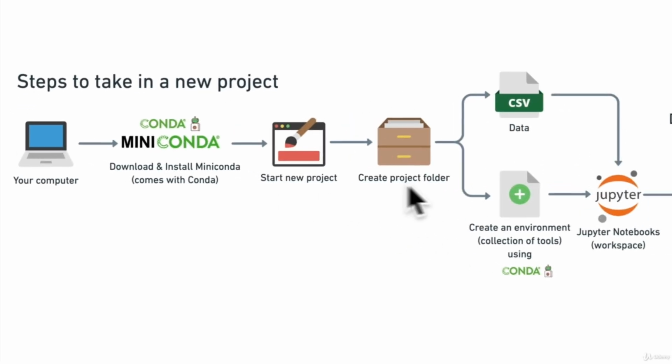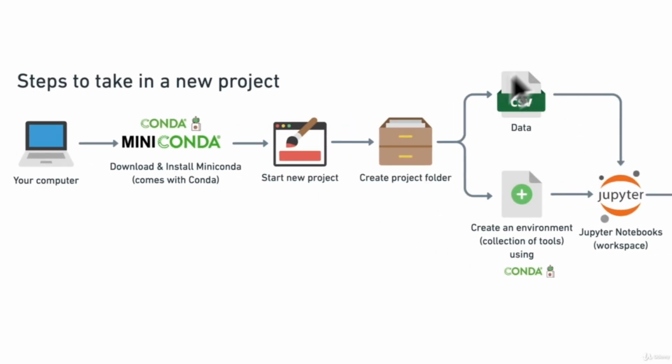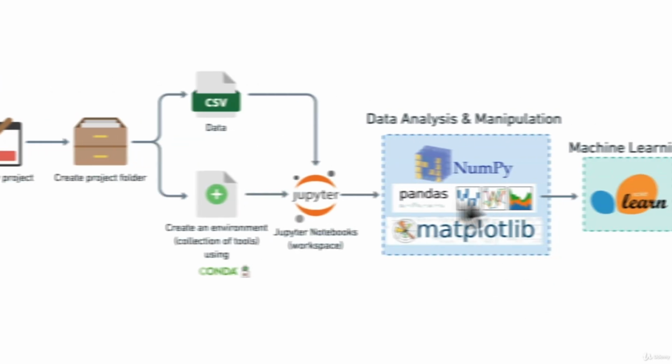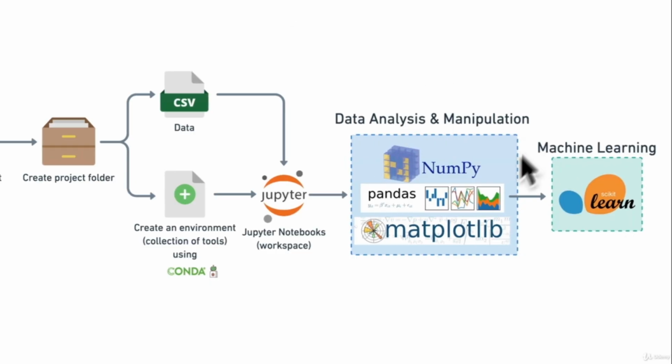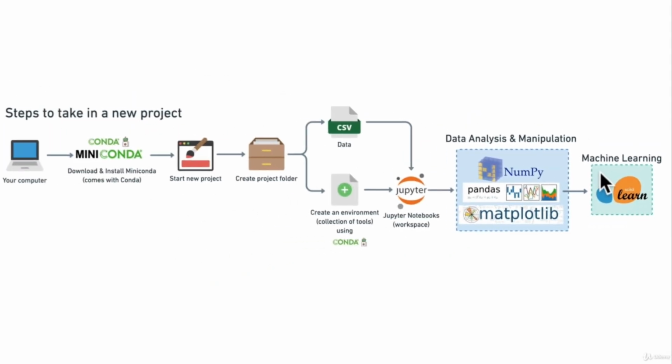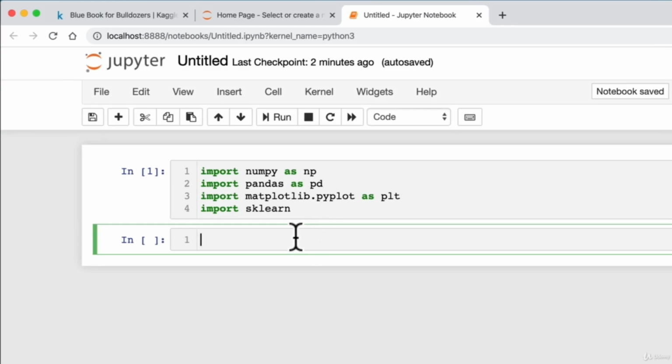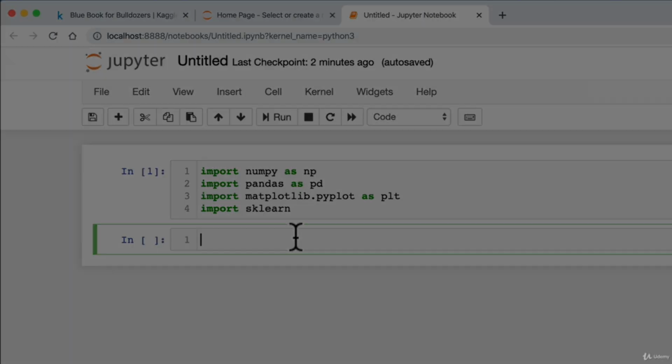So we've created a project folder, we've downloaded our data from Kaggle, we've created an environment which is a collection of tools, we're working in a Jupyter notebook, and now we have access to these tools here. So this is what we're going to do now: data analysis and manipulation, and of course, finishing off with some machine learning. Well, our notebook's ready to go. This is what we're working on for the next few videos. So I'll see you then.